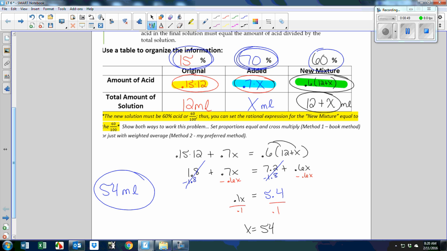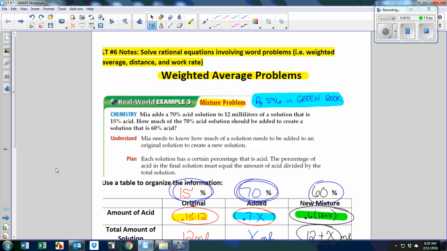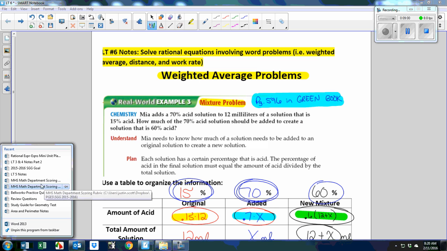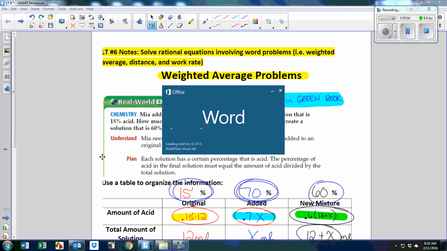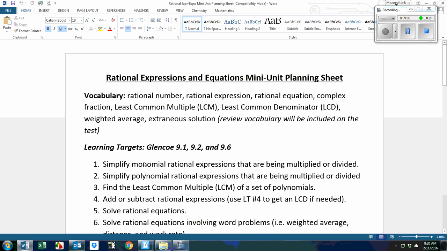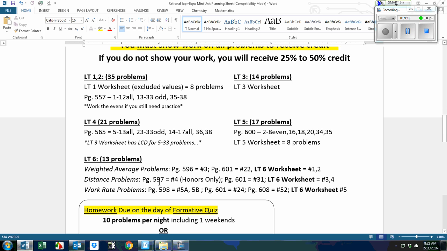So that is mixture problems that I do with the weighted average method. Your homework, which I will pull up here just to explain on this video, is categorized based on the style of problem. So if you look at the bottom, there it is.